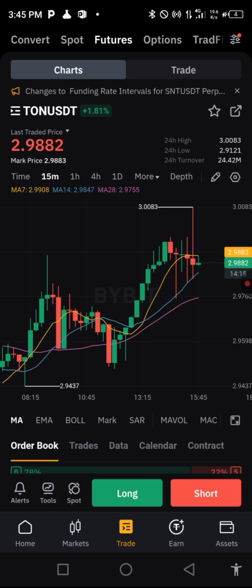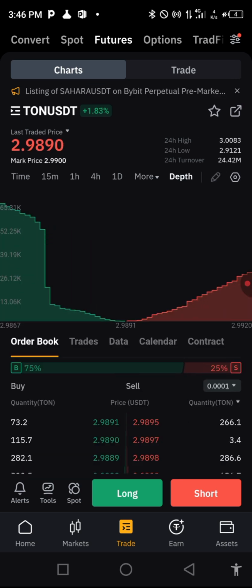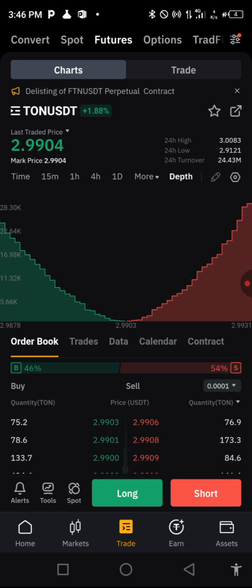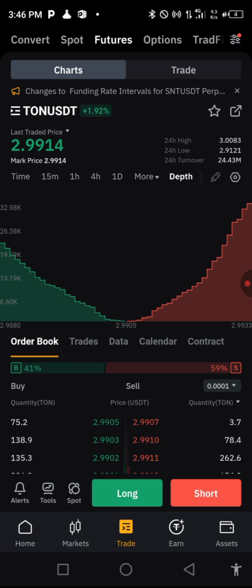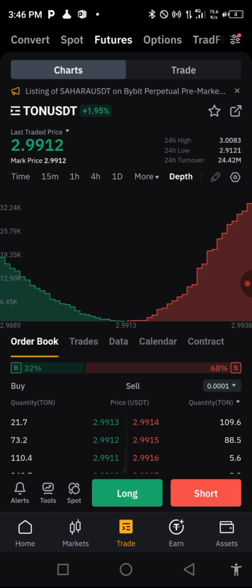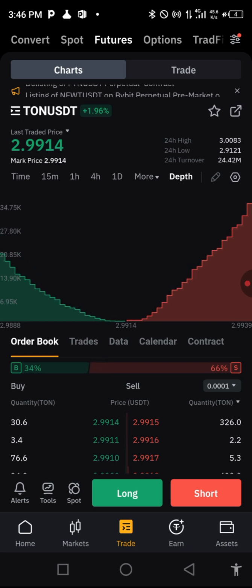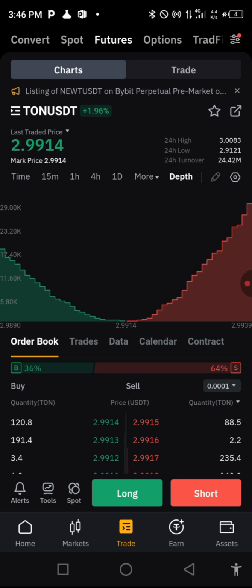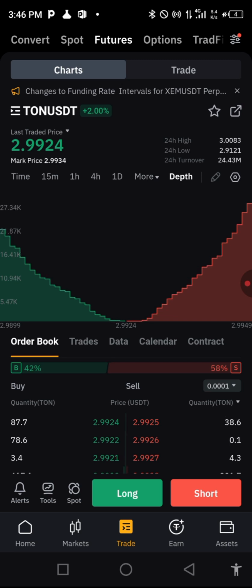Apart from that, after more here, you see where they call depth. You click on it and open it, and you see the green side and the red side as well. The green side simply tells you the amount of buyers in the market, that's people that are long in the market. The red side shows you the amount of sellers in the market, that's people that are shorting the market. Here they call it the demand and supply side of the chart.